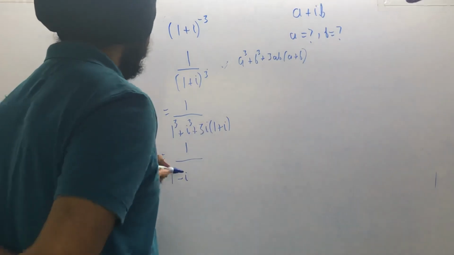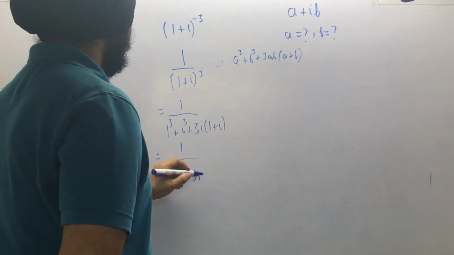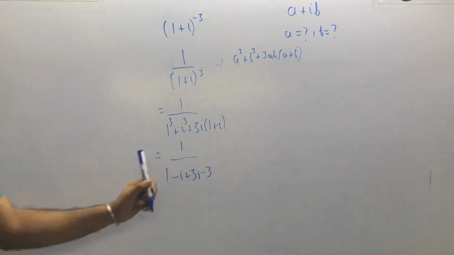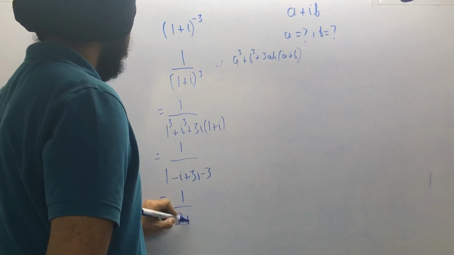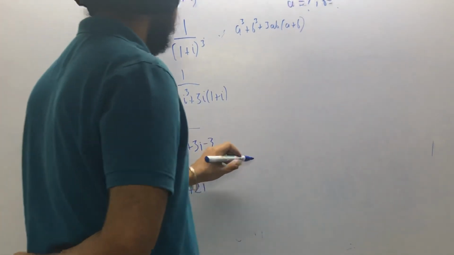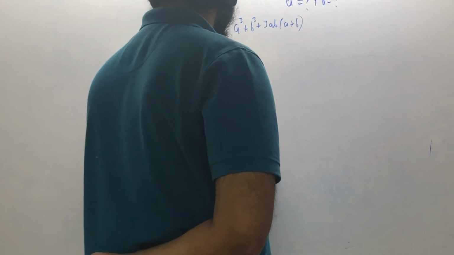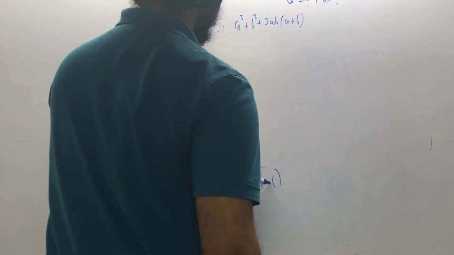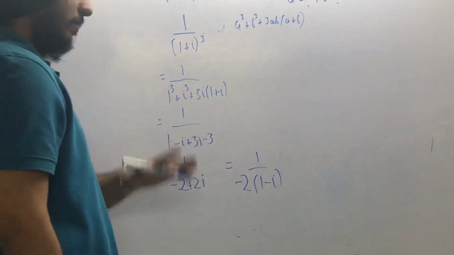So 3i into 1 is 3i, plus 3i into i, which is minus 3, since i into i is minus 1. So this will be minus 2 plus 2i. Okay, so first of all take minus 2 common: (1 − i). Now we have to bring it on the top. So just take the conjugate and multiply numerator and denominator.